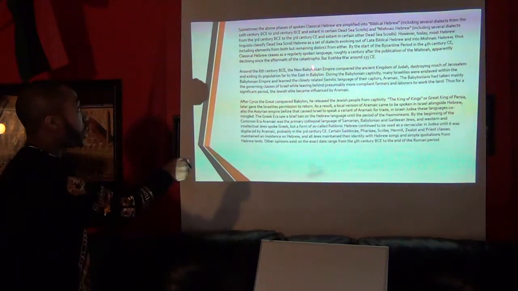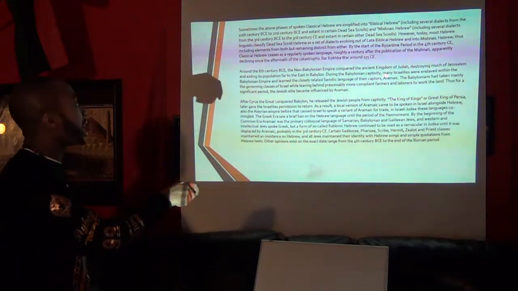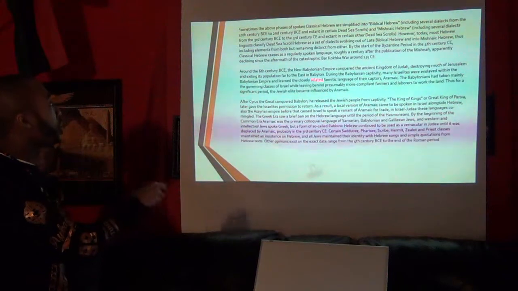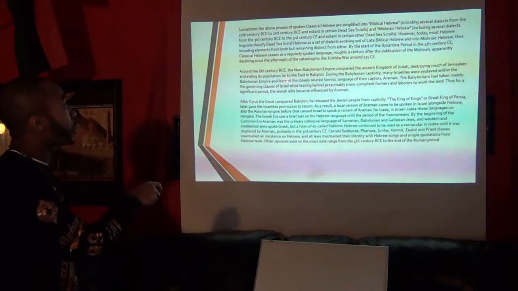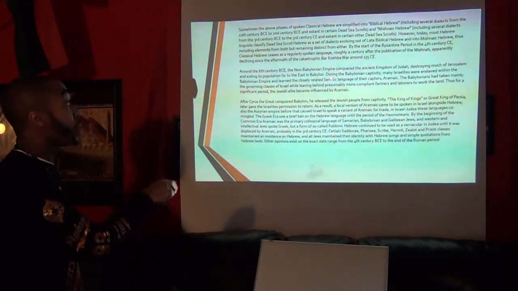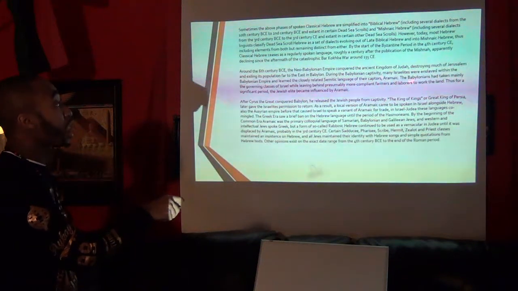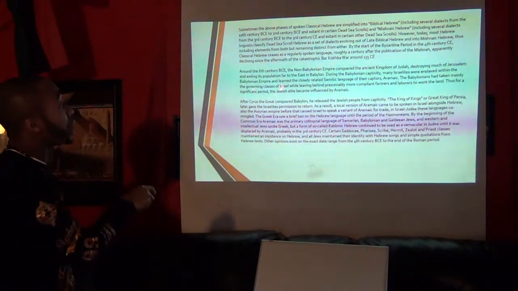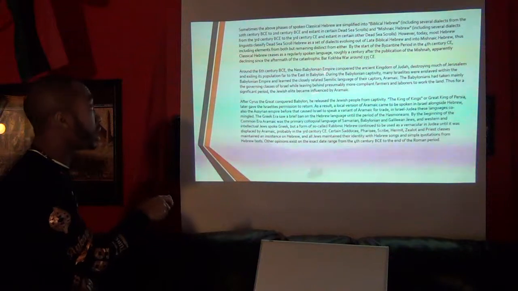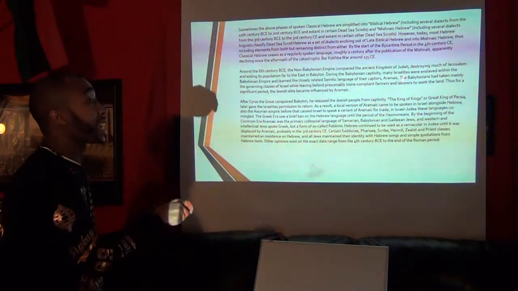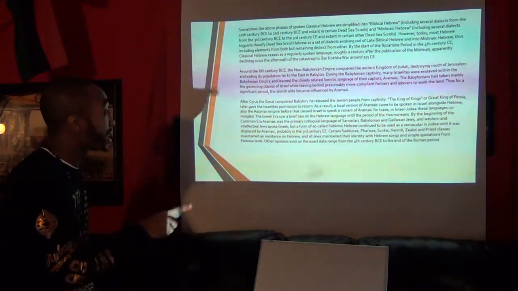Around the 6th century BCE, the Neo-Babylonian Empire conquered the ancient kingdom of Judah, destroying much of Jerusalem and exiling its population far to the east in Babylon. During the Babylonian captivity, many Israelites were enslaved within the Babylonian Empire and learned the closely related Semitic language of their captors, Aramaic. This is important.